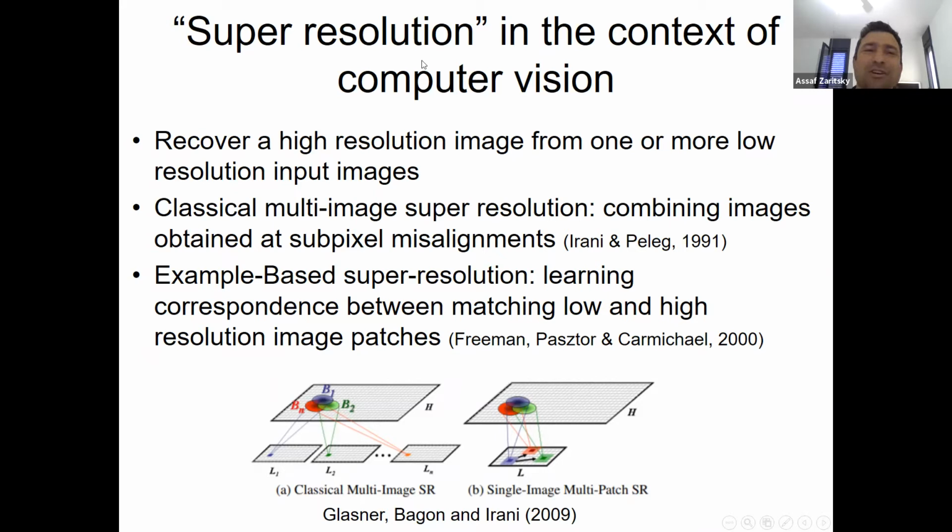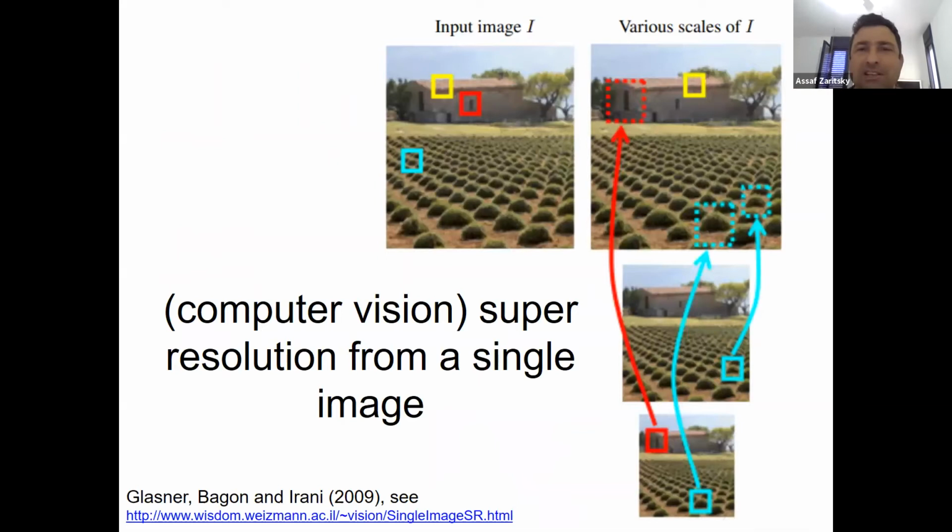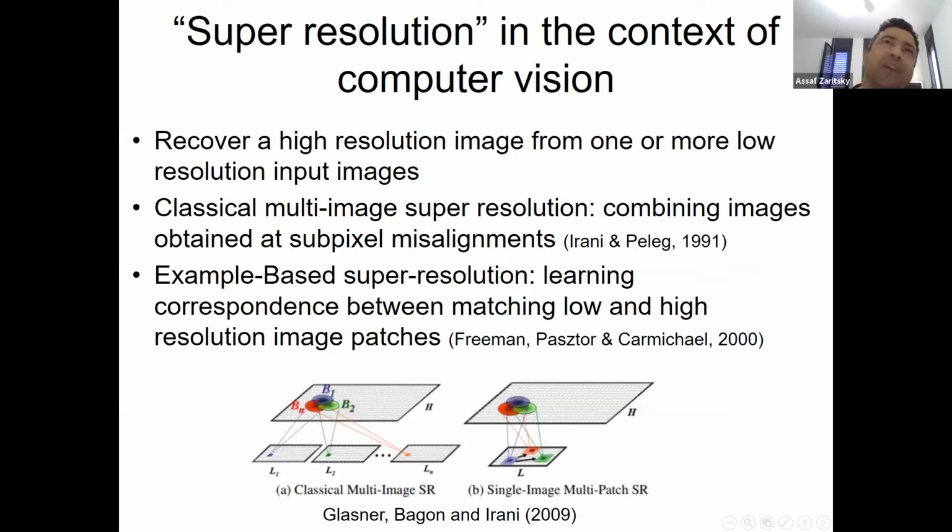Michal Irani and Peleg are both Israeli. So you see, it goes back to the 90s and the early 2000s. And I want to show you one cool example of an approach that was used. It was published in 2009, and there are now better methods for that. But what I want to show you is the time it takes from innovation in computer vision until it comes to microscopy.